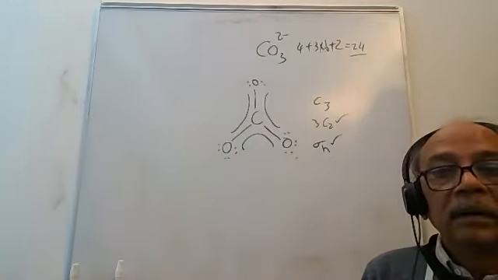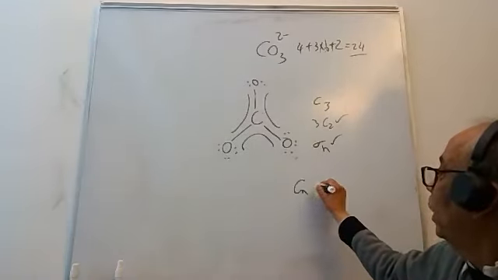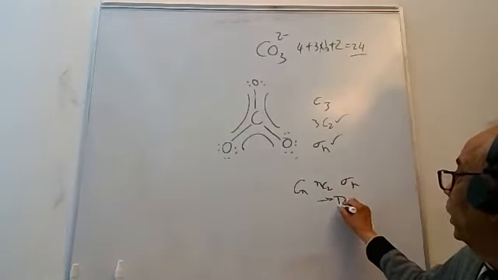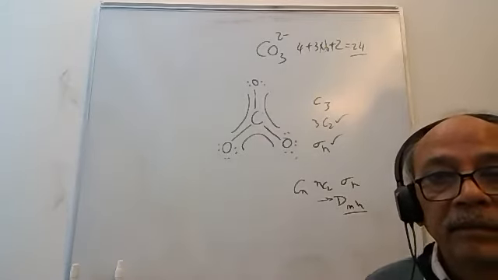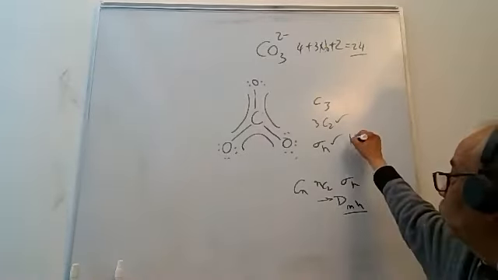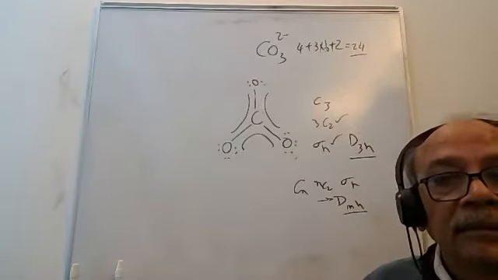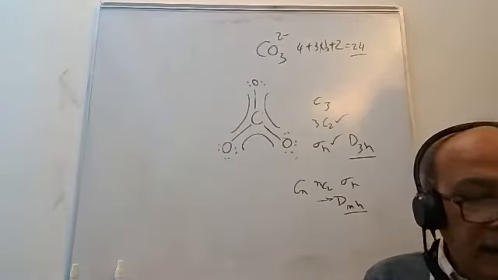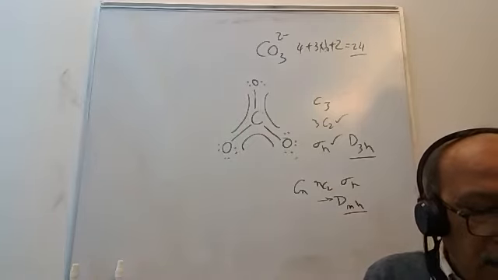So if it has a Cn, n number of C2s, and a sigma h, this should be a Dnh group. So this one should be D3h. So carbonate belongs to D3h.